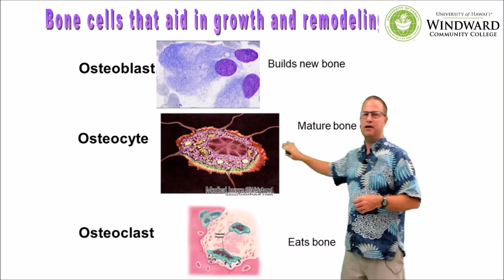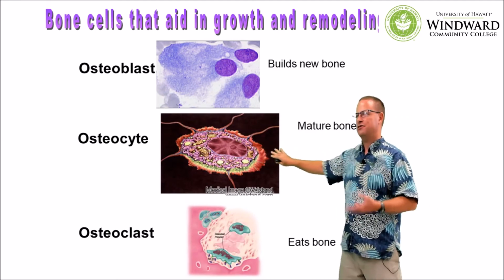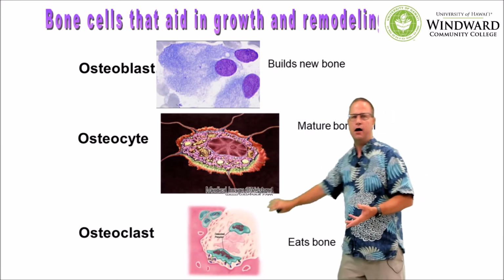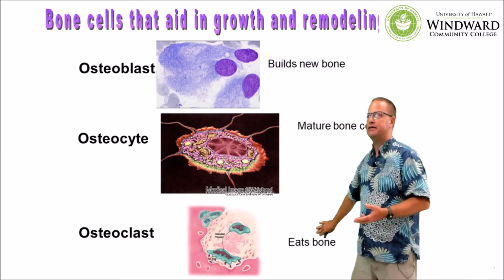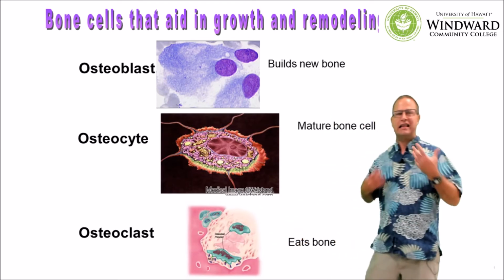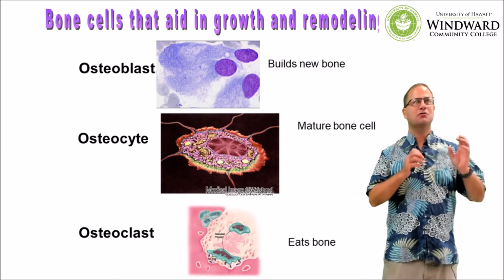Osteocytes don't really do much, they're sort of the old curmudgeons out there that help to maintain the bone matrix. On the other hand, the osteoclasts break down bone. The part clast means to break down. So osteoclasts break down bone.